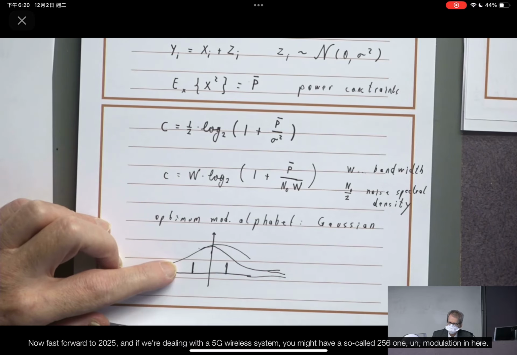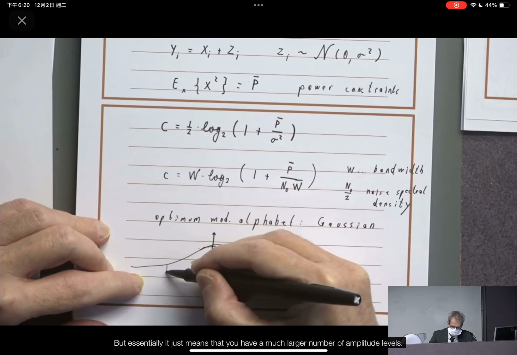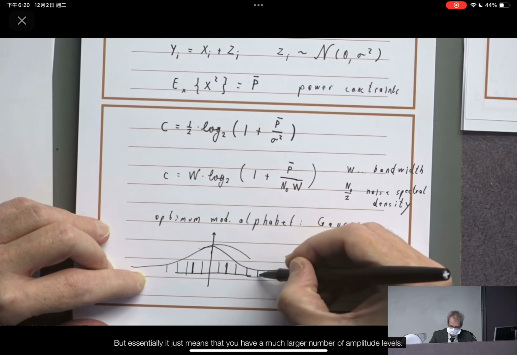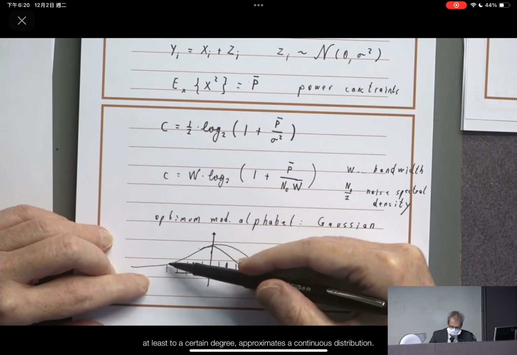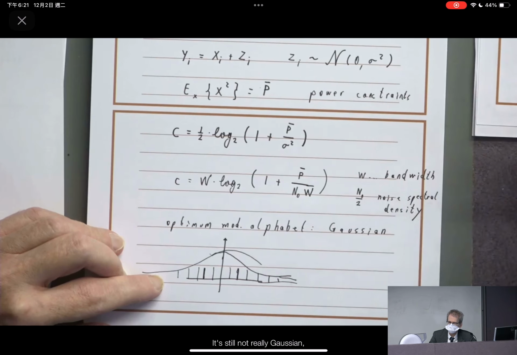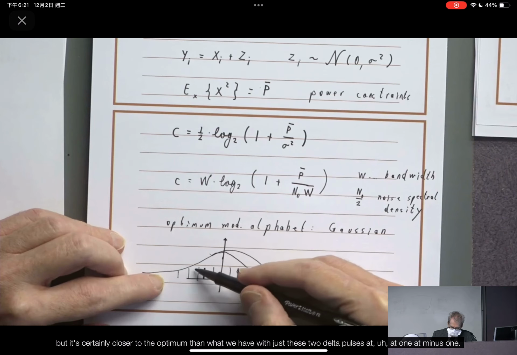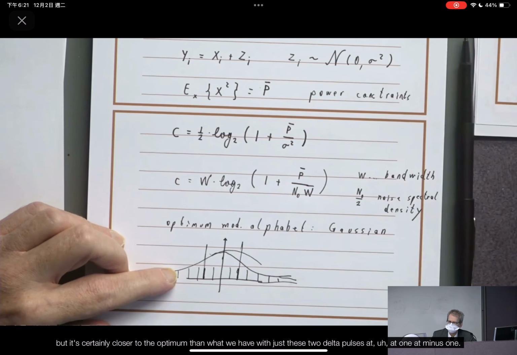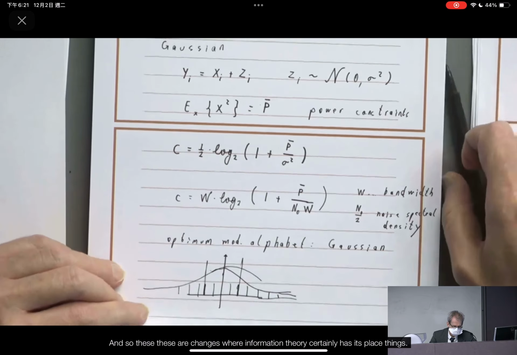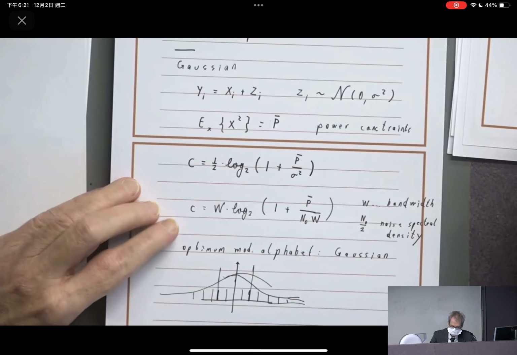Now, fast forward to 2025, right? If we're dealing with a 5G wireless system, you might have a so-called 256 QAM modulation in here, but essentially it just means that you have a much larger number of amplitude levels. It's also complex, so it's a little bit oversimplified what I'm showing here, but it's something that at least to a certain degree approximates a continuous distribution. It's still not really Gaussian, but it's certainly closer to the optimum than what we have with just these 2 delta pulses at 1 and -1. Right? So these are changes where information theory certainly has influenced things.